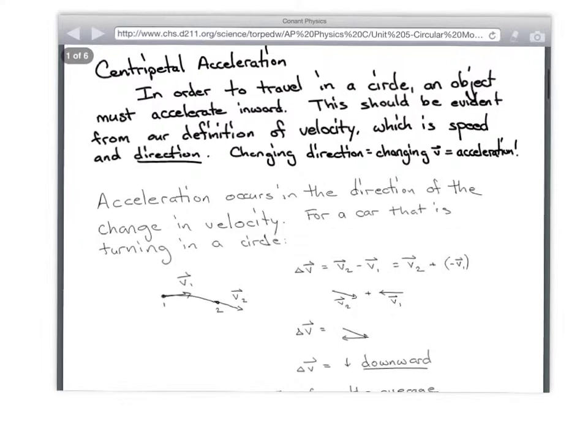So the change in velocity. What direction did the particle accelerate in this picture? Downward, because that's the direction. What way do you accelerate? You accelerate in the direction of the change in velocity, not in the direction of the velocity itself. Does that make sense?